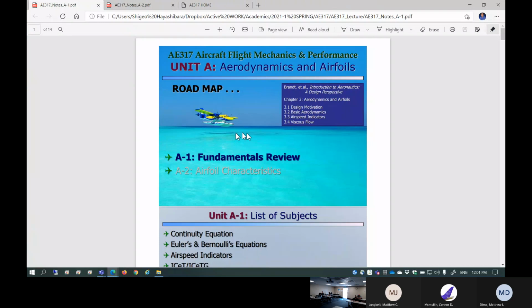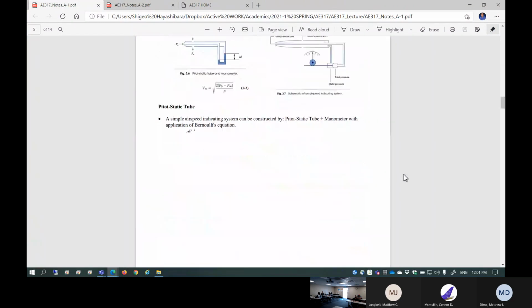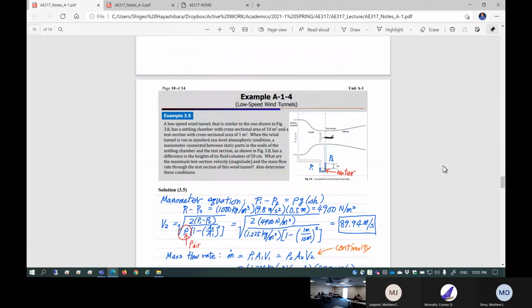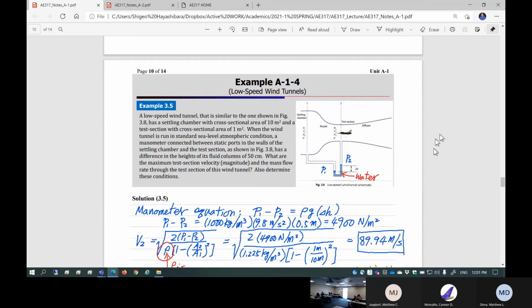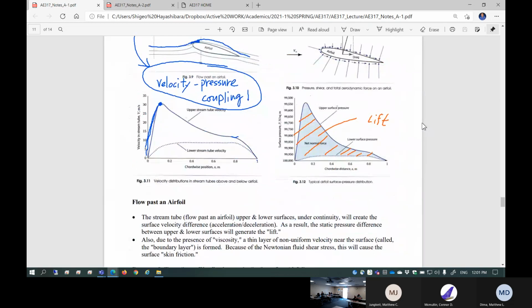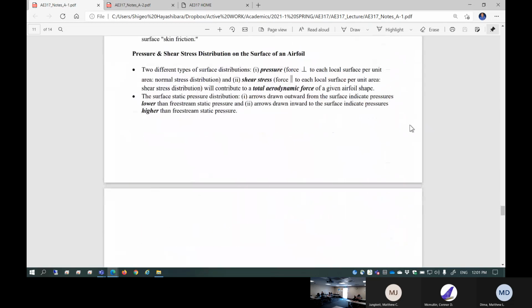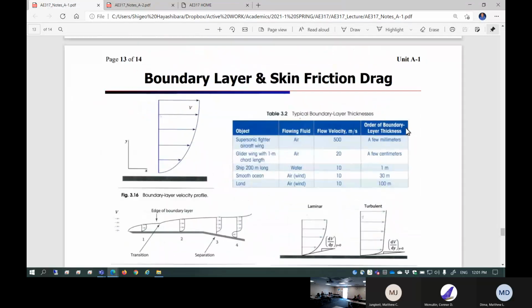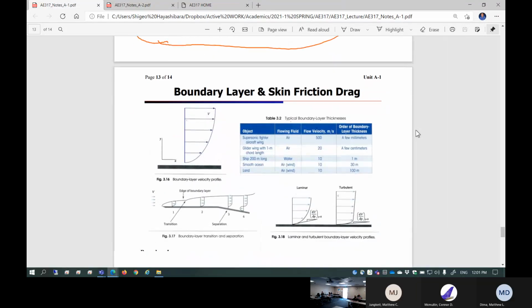So today we are going to finish up A1. Okay. So we went through lots of basic stuff in Unit A1, and then we talked about wind tunnel testing and the pressure distribution over the surface, airfoil, and then today we are going to take a look at the boundary layer. So this is just the basics of boundary layer today, and then we are going to finish up A1, then get right into A2. Okay. All right.